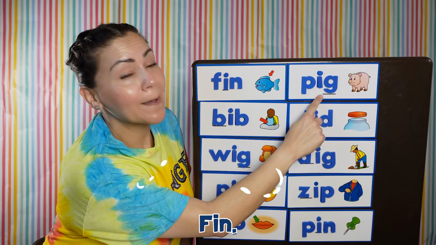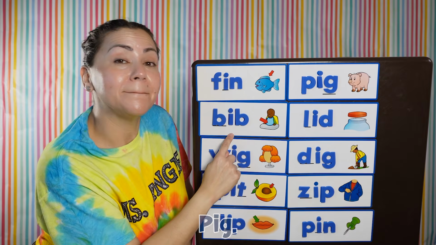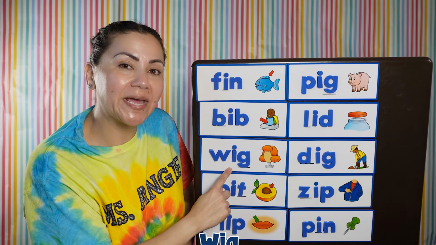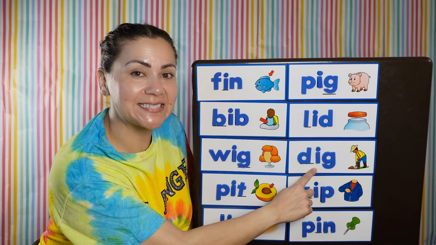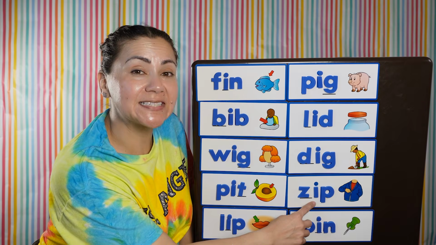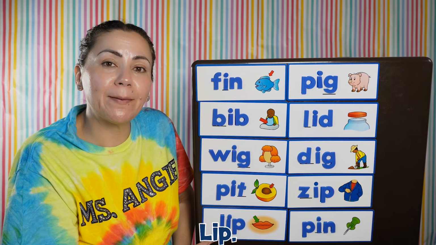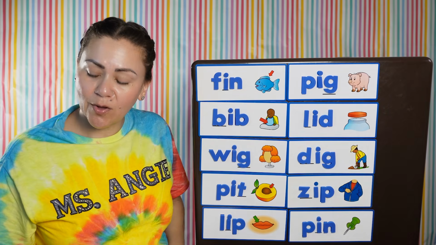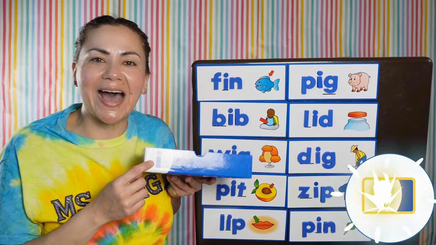Now let's review all of the words and pictures. Fin, pig, bib, lid, wig, dig, pit, zip, lip, and pin. All of these were with the vowel letter I.